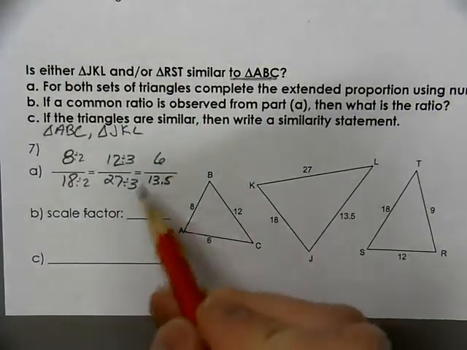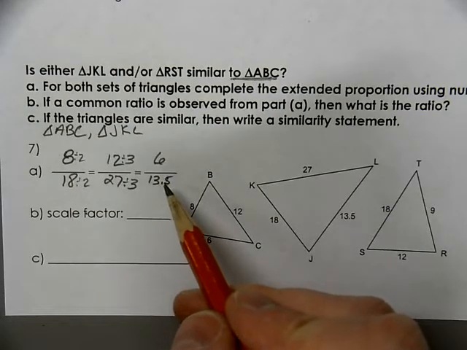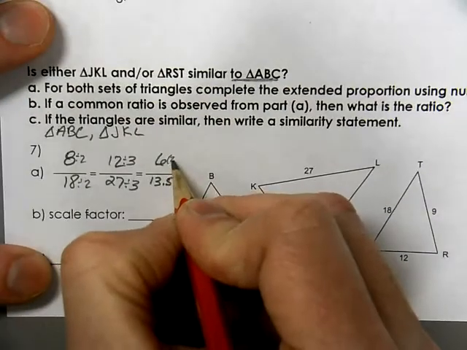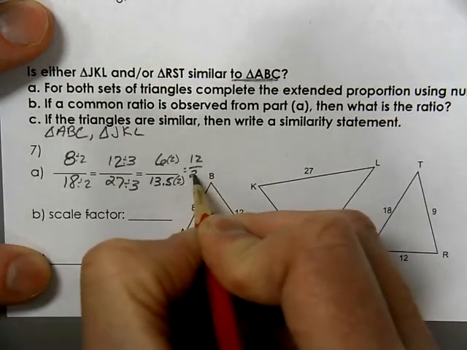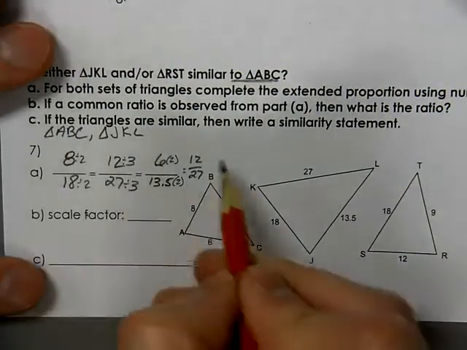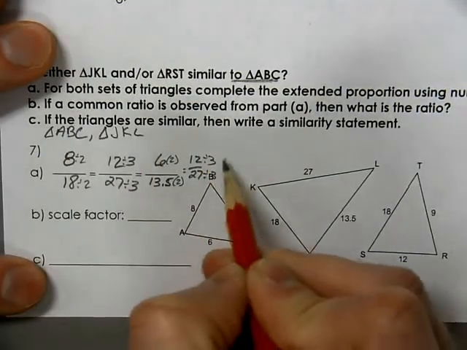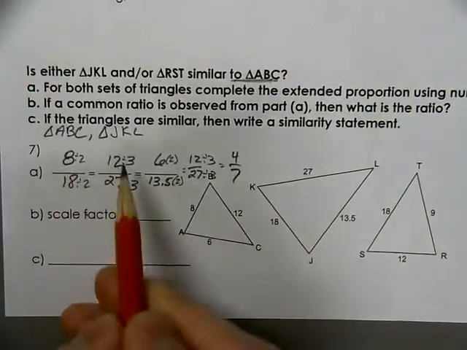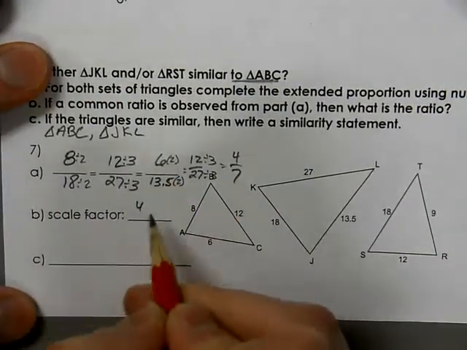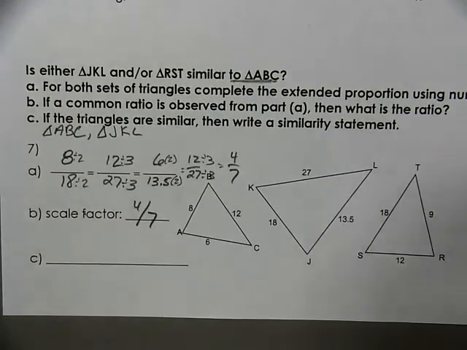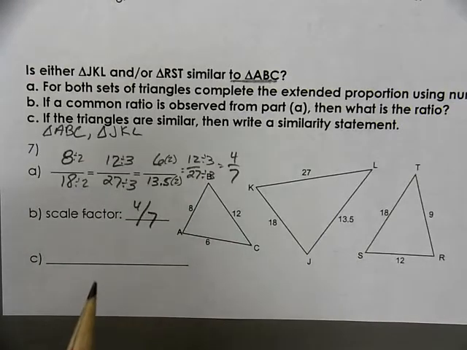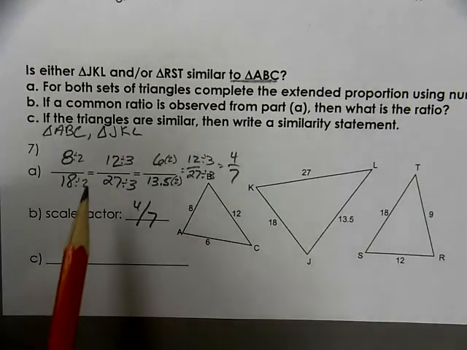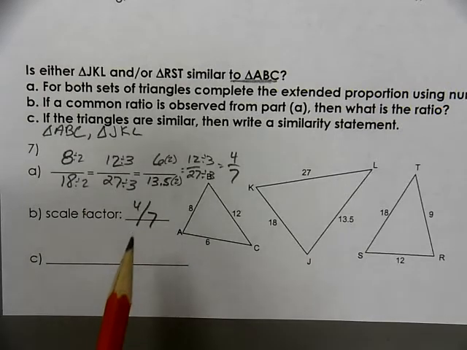Now 13.5, that's kind of hard to work with. I can't reduce that quite as easily. So let's multiply both of these by 2. That's going to make it 12 over 27, which is the same as this. They reduce by 3, and they're 4/7. Every fraction here reduces to 4/7. So that's a way to figure out the scale factor. They all had to reduce to 4/7. Not just one of them, but all of them. It didn't matter what they reduced to, but they all had to reduce to the same fraction.